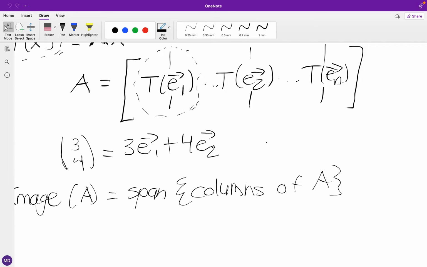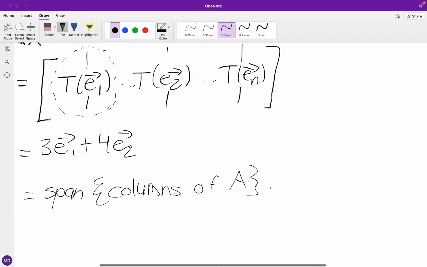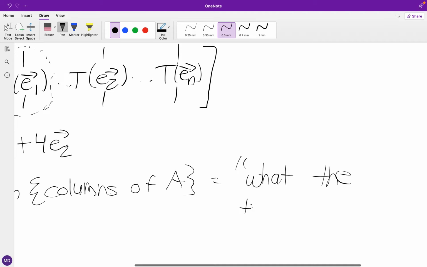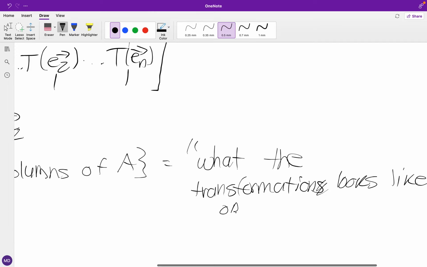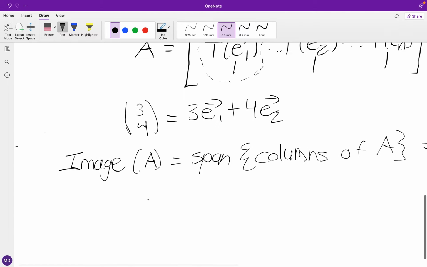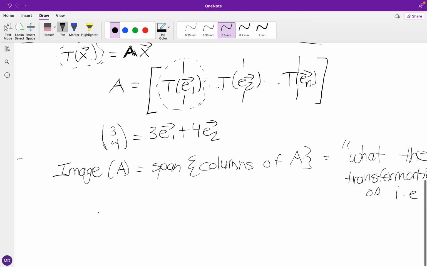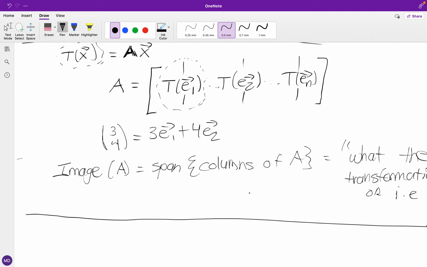So the span of all these columns here is, in a sense, what the transformation looks like, i.e. the image or the picture of the transformation, what it actually looks like geometrically. That's why we call it the image. It's a little fun fact. Okay, so we probably don't really need to know the image for process control, but it's just something to try and connect the dots a little bit from stuff we've learned previously.